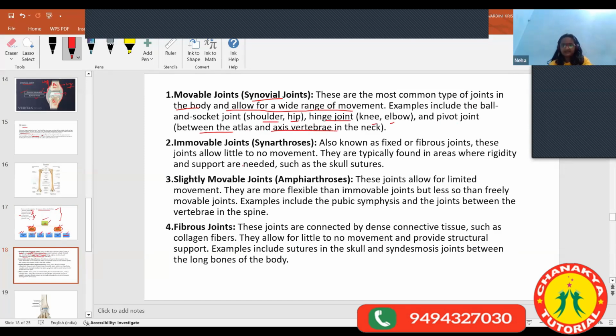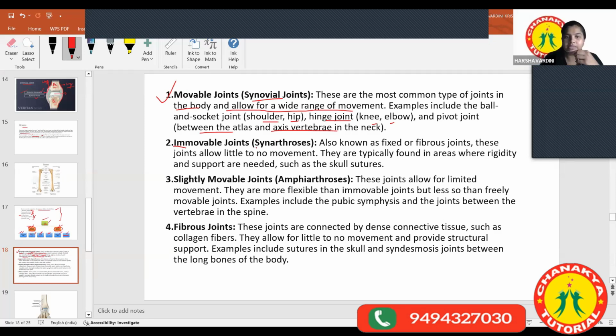So movable joint, as the name suggests, you can move very freely. So what are the joints you can move very freely? The elbow, you can move very freely. The neck, you can move very freely. Legs, you can move very freely. So whatever joints you can move very freely come under movable joints. Second is the immovable joint.